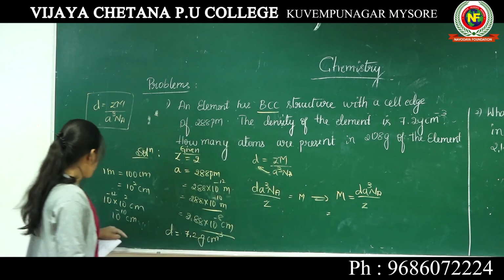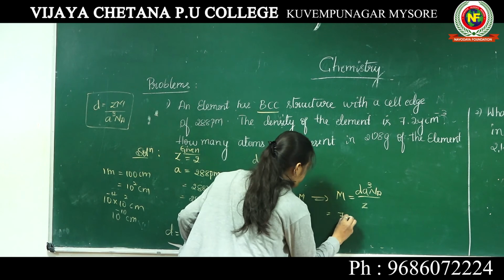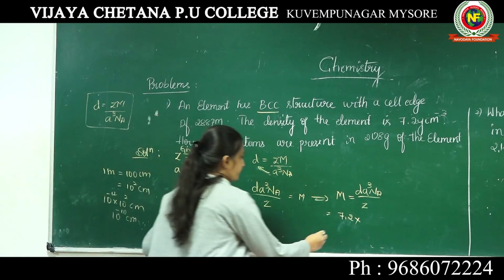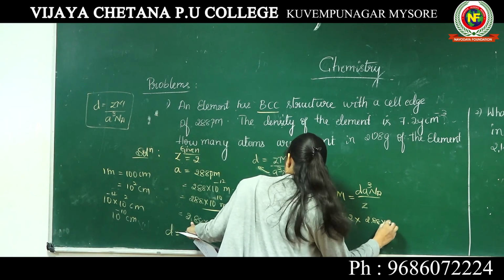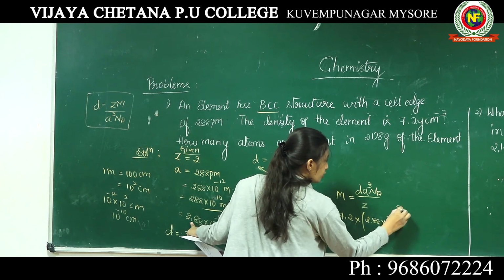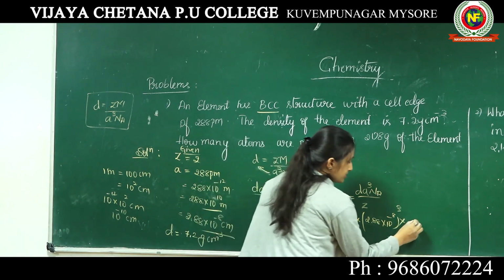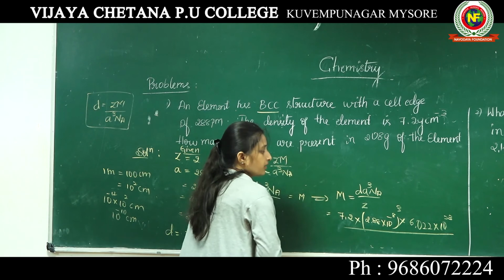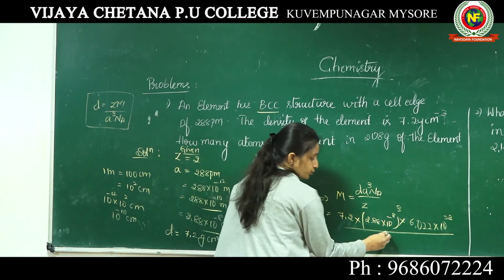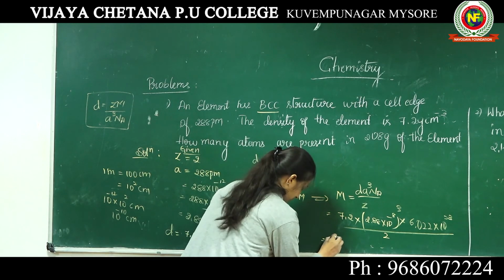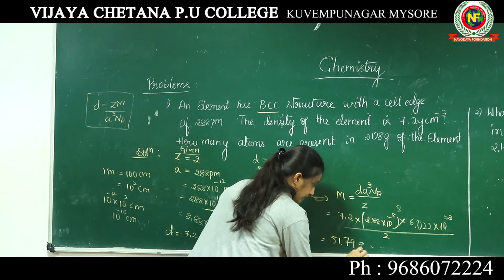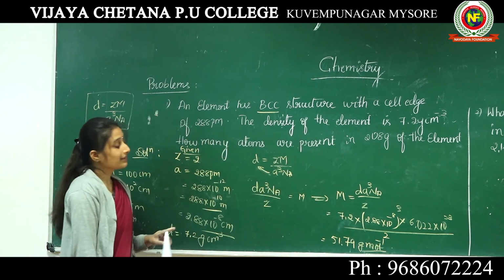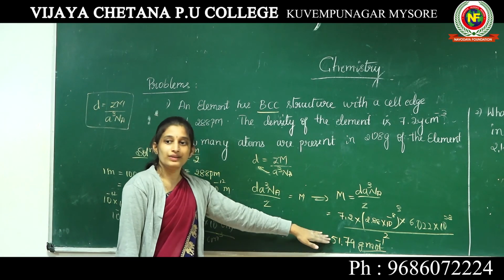What is the Z value? 7.2 multiplied by A value. See, A value 2.88 into 10 to the power minus 8 whole cube. Avogadro number, 6.022 into 10 to the power 23, divided by Z value, which is 2. If you solve this, you will get around 51.79 gram per mole. Why? Unit also very important: gram per mole. You just solve this, you will get this much.